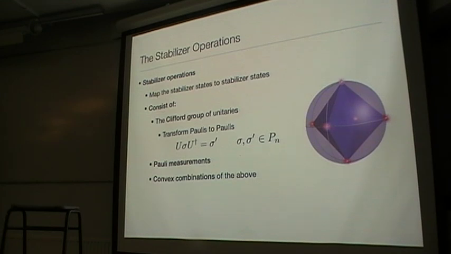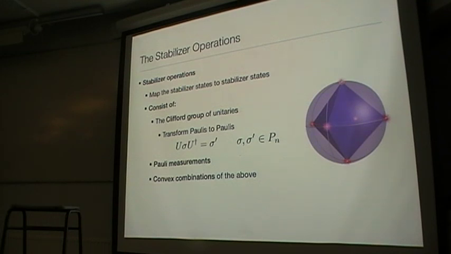So now we've defined the stabilizer states. This gives us a natural way of defining the stabilizer operations. They're simply operations which map stabilizer states to stabilizer states. So an important component of this are the unitary operators, which map pure stabilizer states to pure stabilizer states. And these are called the Clifford group. And they have the algebraic property that when we transform any Pauli operator by conjugation with one of these unitaries, it's mapped onto a Pauli operator. So that has the consequence that it maps stabilizer states into stabilizer states.